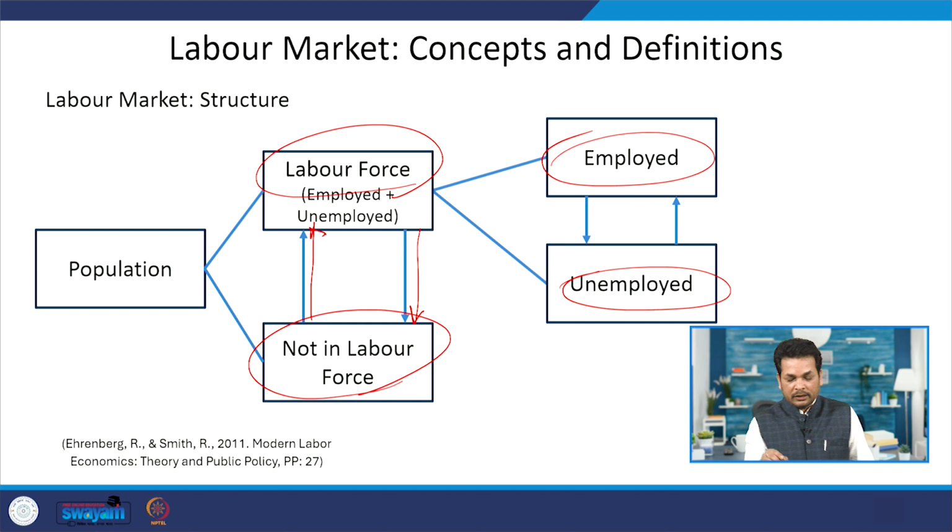Again, those who are employed, at any point of time they can become unemployed, they can be fired by the firm, they can lose their job and become unemployed. And those who are unemployed, they can enter into the labor market and they can be employed at any point of time when they get a job, they are in search of a job. So the labor market is very complex and is very dynamic. If you look at this structure, it's very dynamic in nature.